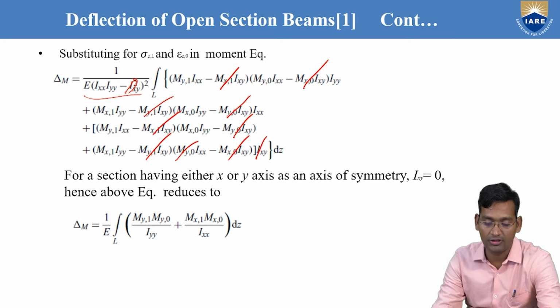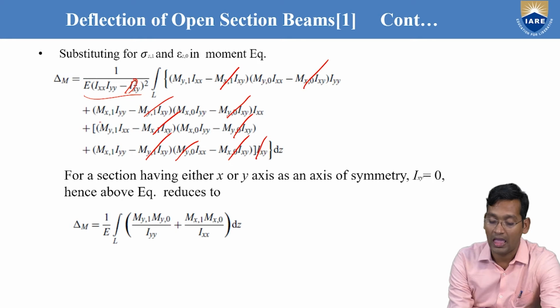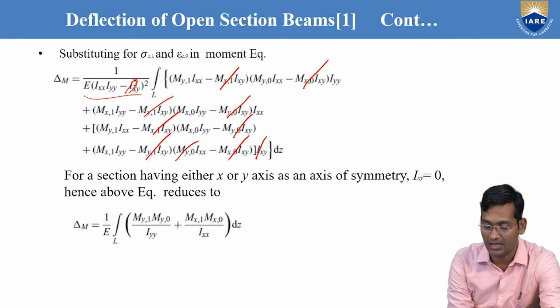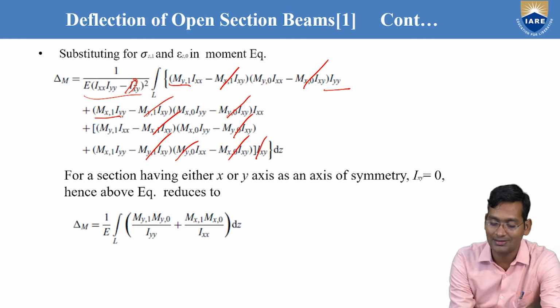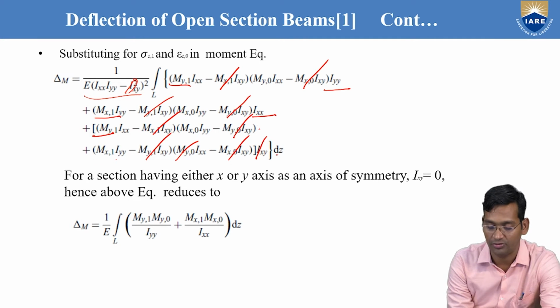Now let's see how many terms are left. Mx comma 1 Iyy, right? And My comma 1 Ixx, Mx comma 1 Iyy, and here My comma 1 Ixx. This term is multiplied by Iyy, this term multiplied by Ixx, right? This term is multiplied by Ixy, and this term multiplied by this whole z, for that we have to find. So now this z will be there.